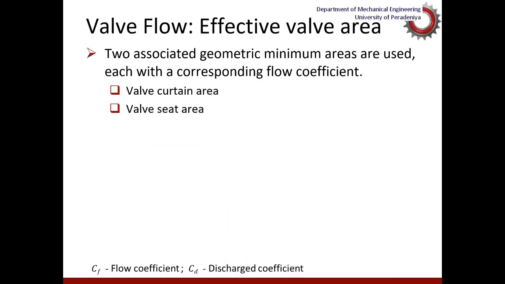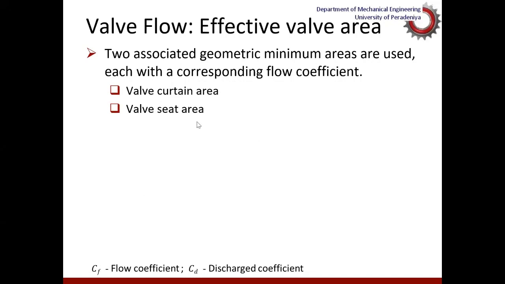In order to find the mass flow rate through the valve open area, we have to find the effective valve open area. For that, usually we use two geometric minimum areas. One is the valve curtain area, and the other one is the valve seat area. And whatever area you use, you have to use it with the corresponding valve flow coefficient in order to find the effective flow area.